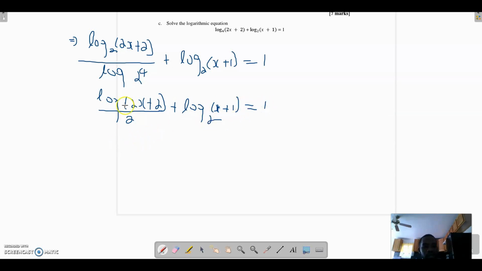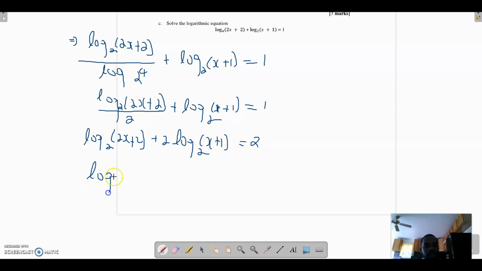Now, one of the things that we don't like to have, let me put in the base 2 here, is denominators when solving equations. So I'm going to multiply everything by my denominator. So I'm going to have log 2x plus 2 base 2 plus 2 log x plus 1 base 2 is equal to 2. Now, with this 2 here, I can bring it up as a power so we can simplify this. So I can say log 2x plus 2 base 2 plus log of x plus 1 all squared base 2 is equal to 2.